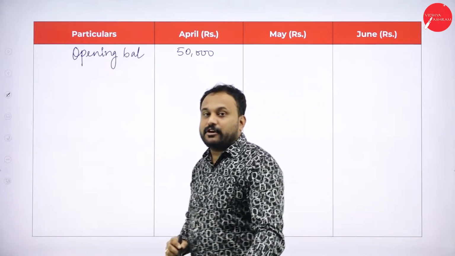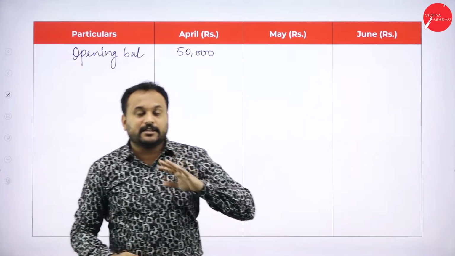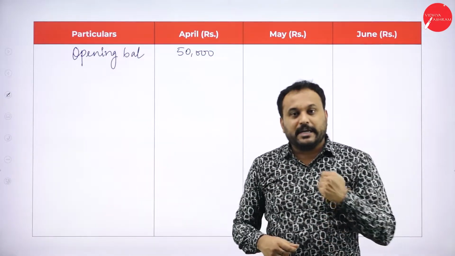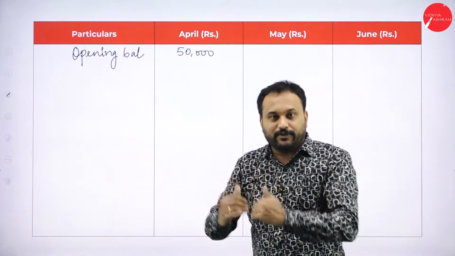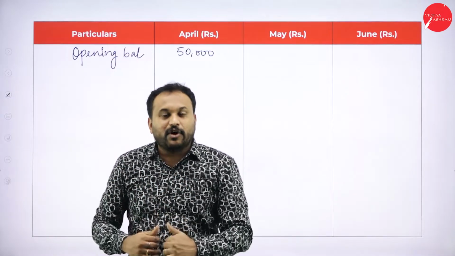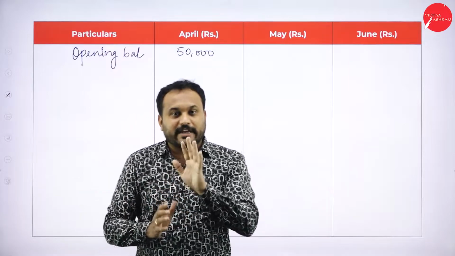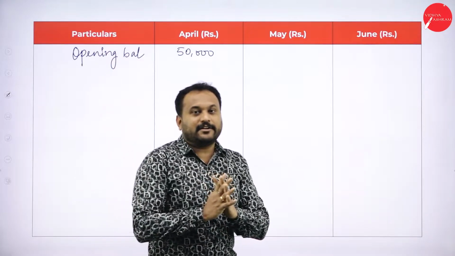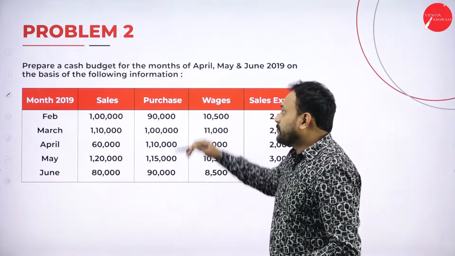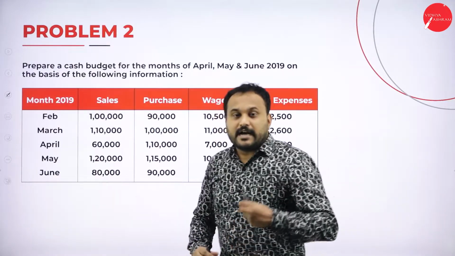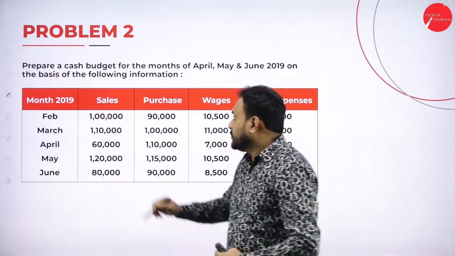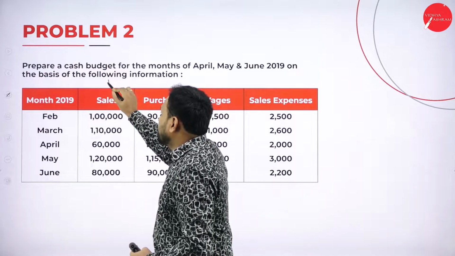Next thing in the format is, after opening balance, I need to see what are my receipts and what are my payments. So receipt means what? Inflow, and payment means what? Outflow. What is my inflow and what is my outflow? If I know that, that would be the end of the cash budget, right? So we'll go with this. Here in our problem, we have sales. I have done sales. So that means money is coming to our business. So this is called our receipts.